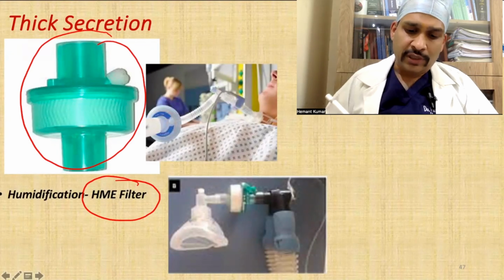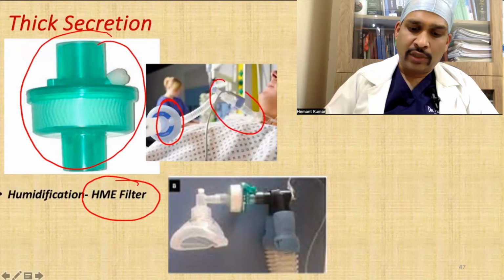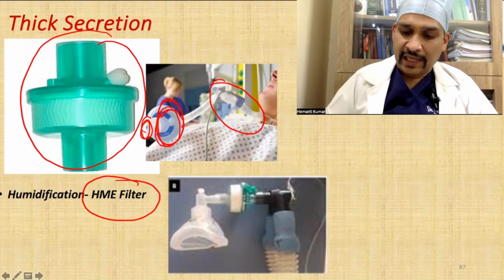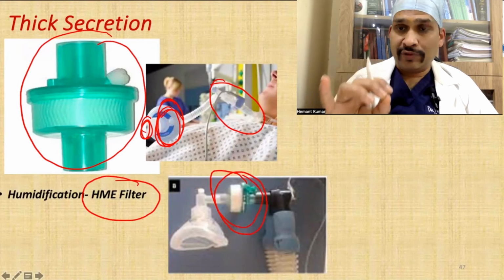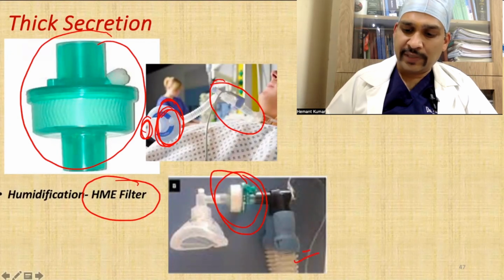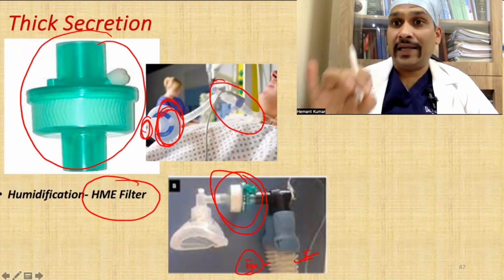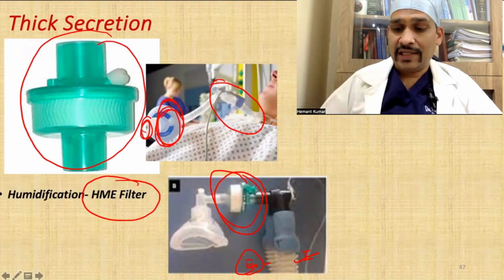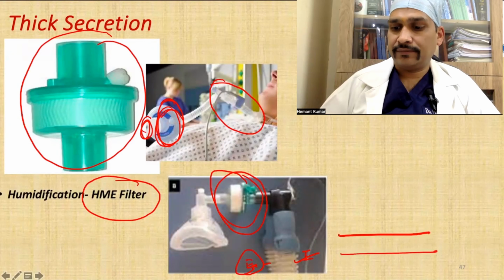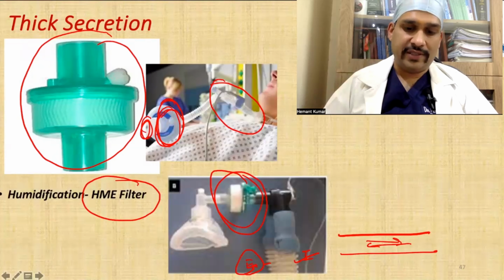So where should we attach it? We should attach it at the distal end of the Y junction, between the endotracheal tube and this Y junction. So here we have to attach. In NIV also we can attach this HME filter. But you should remember there should be two limbs separately, inspiratory and expiratory. We cannot use it in portable NIV. Remember, we cannot use it in portable NIV where there is only a single tubing for inspiratory and expiratory. So in that case, we cannot use an HME filter.